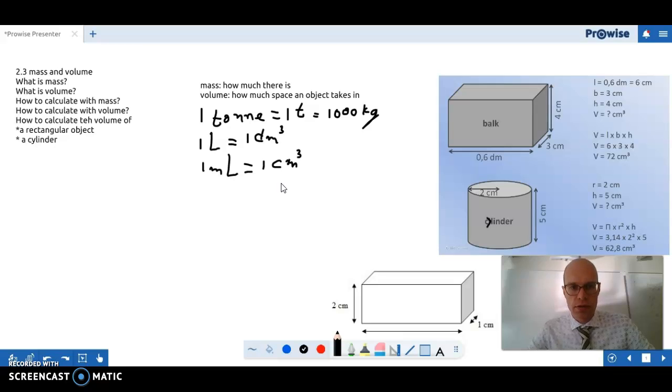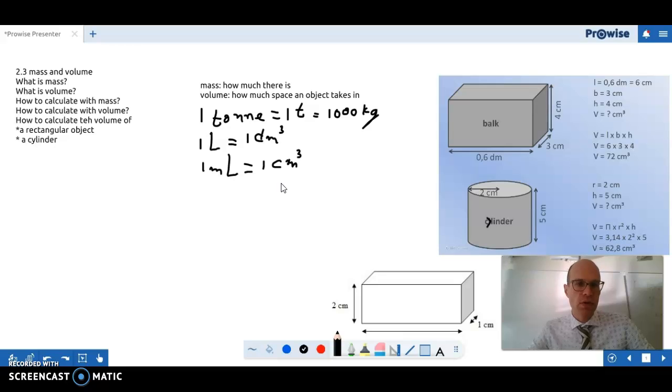For instance, the stairs or whatever you have used at primary school, how to convert centimeters to meters. That is for mass: grams to kilograms, centigrams to decigrams, and cubic centimeters to cubic decimeters, and so on and so on.